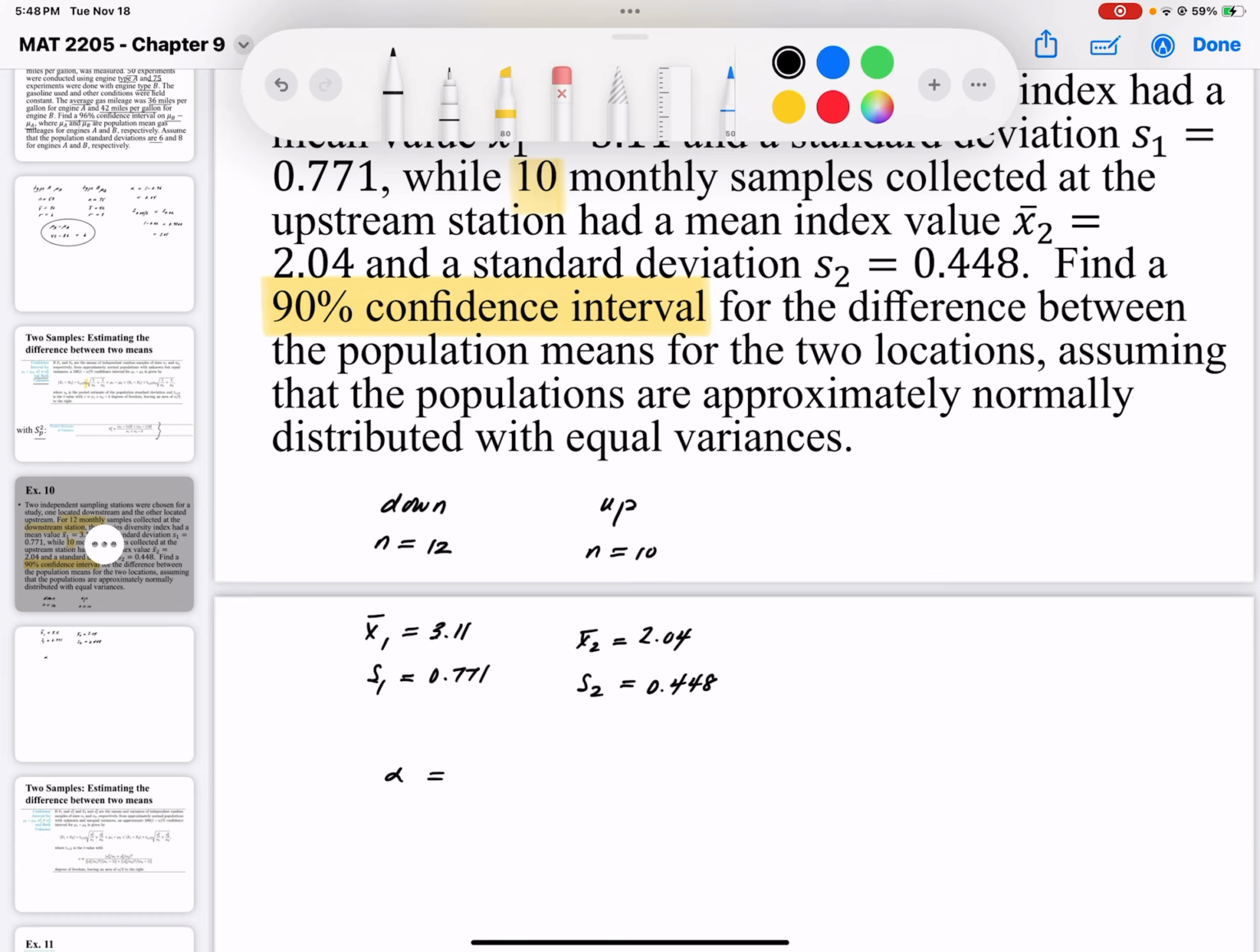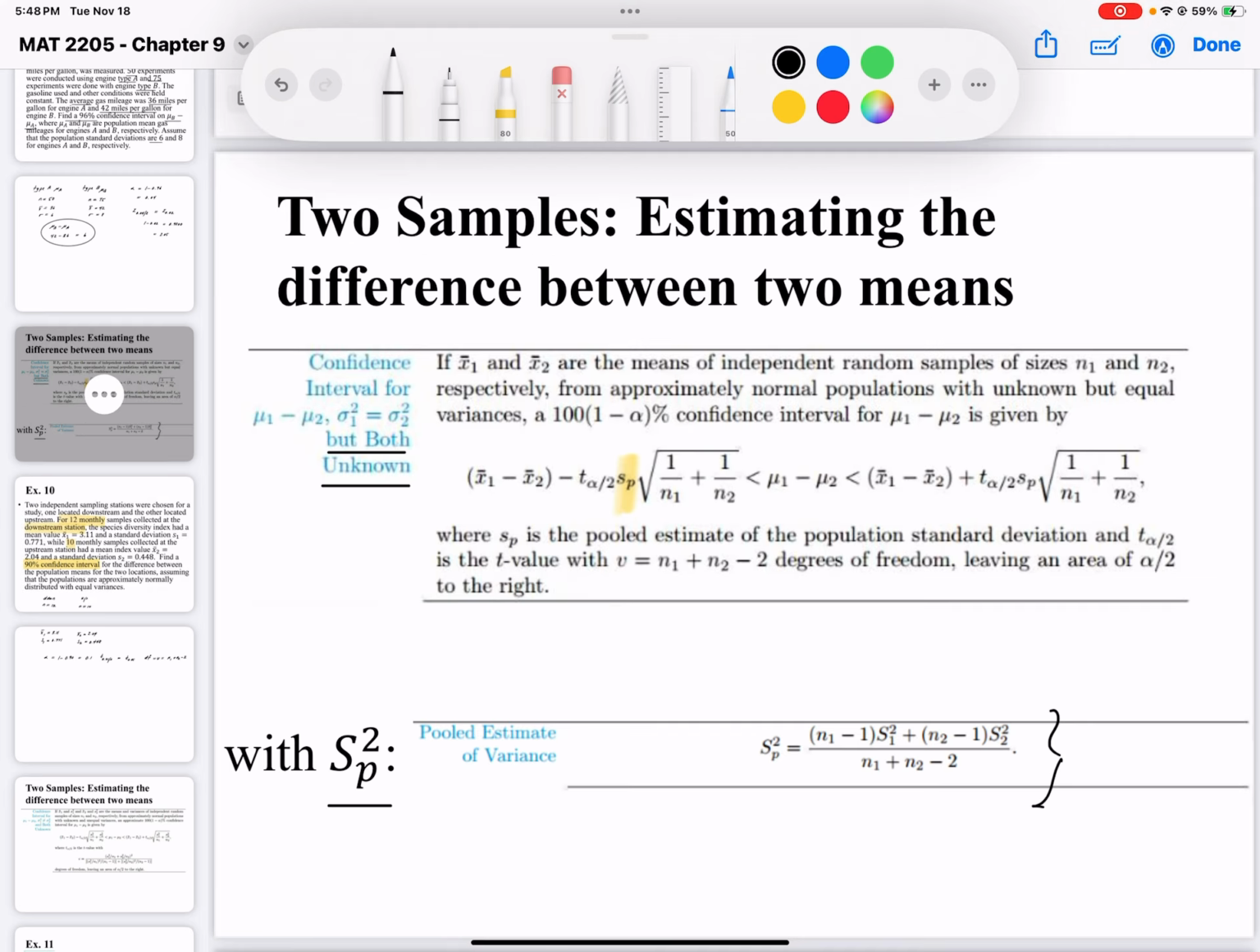then alpha is 1 minus 0.90, which gives us 0.1, and we have T sub 0.1 divided in half, which is T sub 0.05. Well, what are our degrees of freedom? Remember, we have to have a degree of freedom to go to the T-chart. And the formula for that is N1 plus N2 minus 2. Does it have it here for us? Oh, good. That's our degree of freedom.